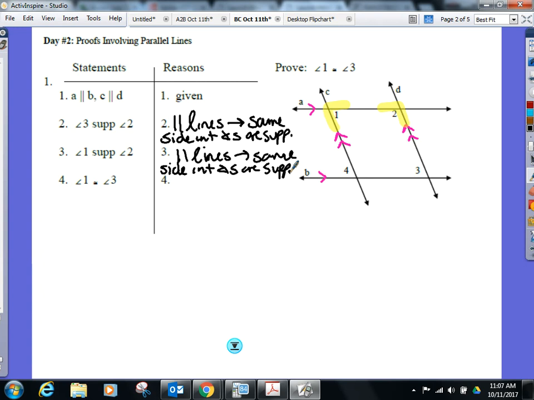And this is why they're tough. Angle 1 congruent to angle 3. It's not going to start out with parallel lines for your reason. Anything goes here. This has nothing to do with the lines being parallel, 1 and 3. Look at what we did above. Try to match up here.